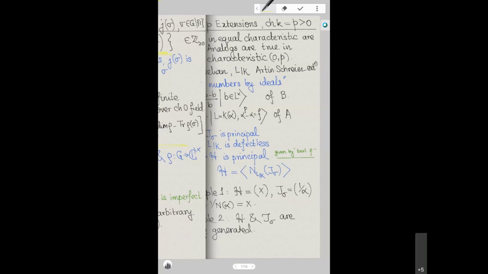So these are results from my two papers. One is on Artin-Schreier extensions, and the other one is about the mixed characteristic case. Sorry, this is stuck.